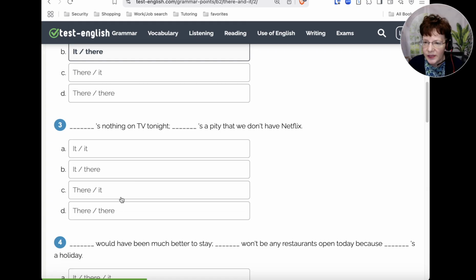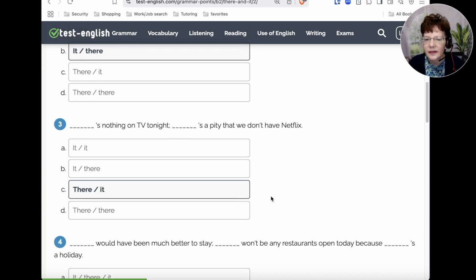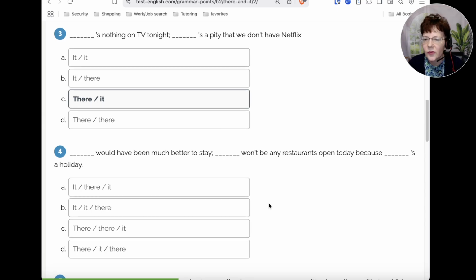Number 3, about the same choices. So, what nothing on TV tonight? A pity that we don't have Netflix. If you chose the third option, there and it, it would be there's nothing on TV tonight. It's a pity that we don't have Netflix. Let's look at number 4.